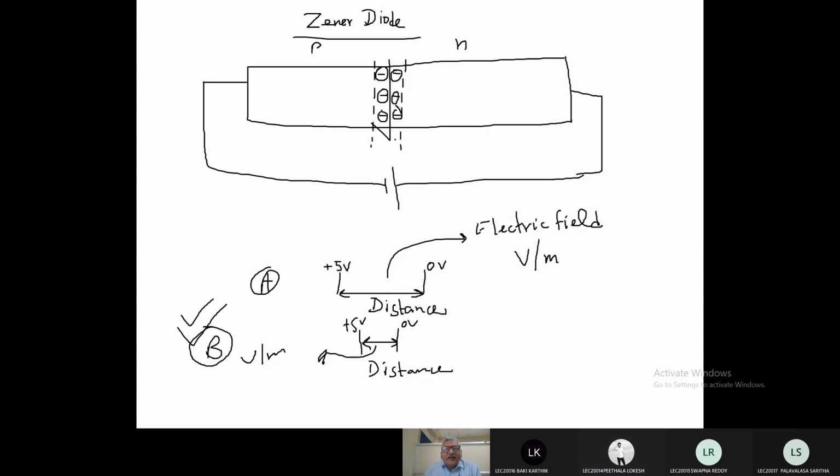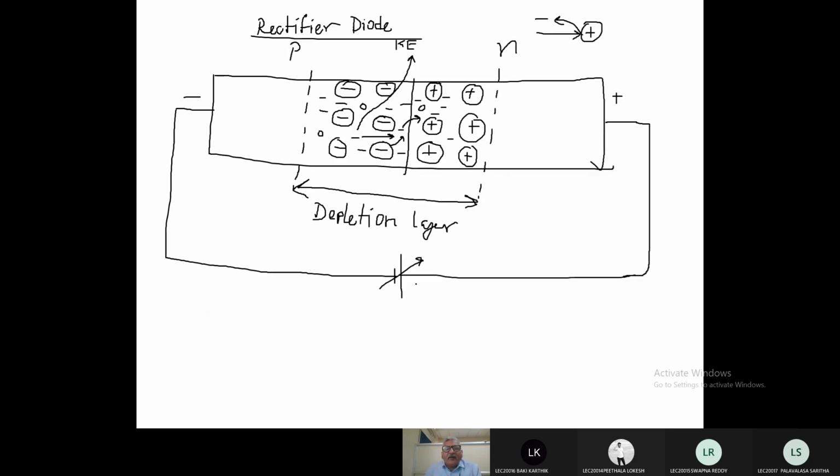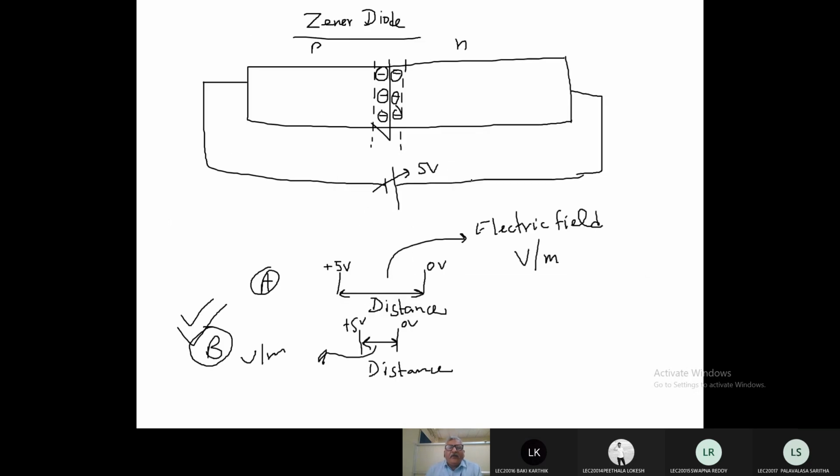Now you see in the Zener diode, suppose here we have applied the same 5 volt. And you see this normal PN junction diode. Here also I have applied the same 5 volt. Now you see the depletion layer is more in this rectifier diode, whereas in the Zener diode the depletion layer is less. So in which diode will you find more electric field? The same amount of voltage is applied, but in the Zener diode you will get more electric field, right? Okay, this point is clear.